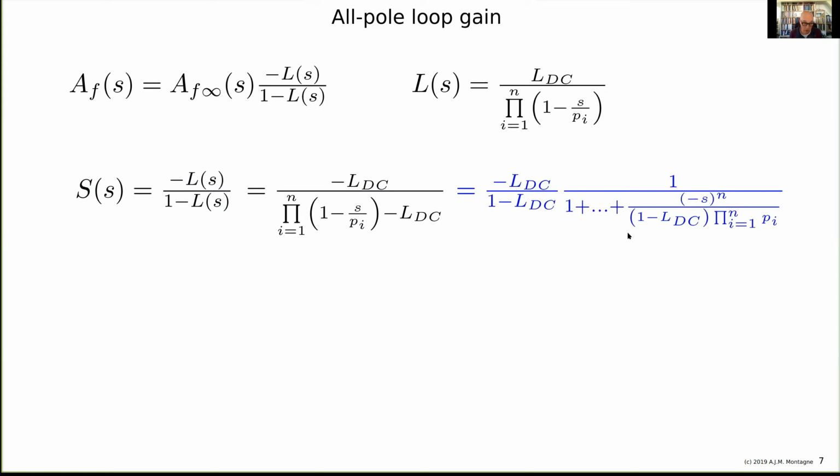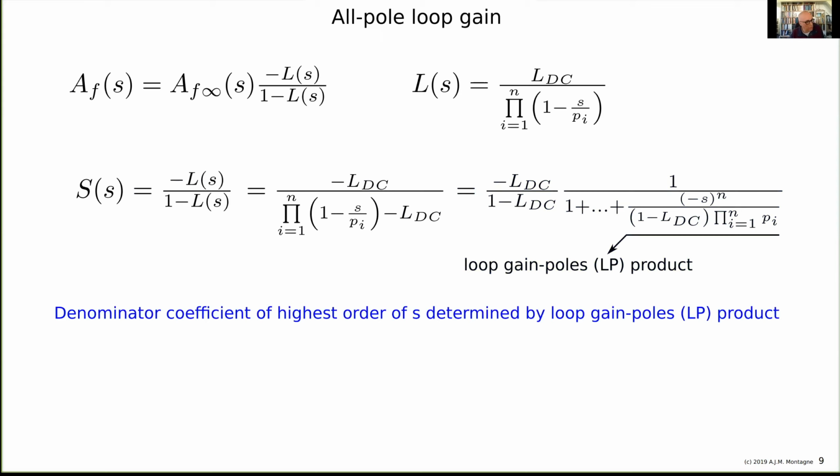Now, since you want to have an accurate amplifier, you want to have a high DC loop gain. So basically you could say, well, this is negative, so here is plus some large number, so you can usually forget about unity and say only LDC times P, the product of all the poles. Make it a little bit simple. But this is called the loop gain poles product. So the denominator coefficient of the highest order of s is determined by the loop gain poles product of the amplifier.